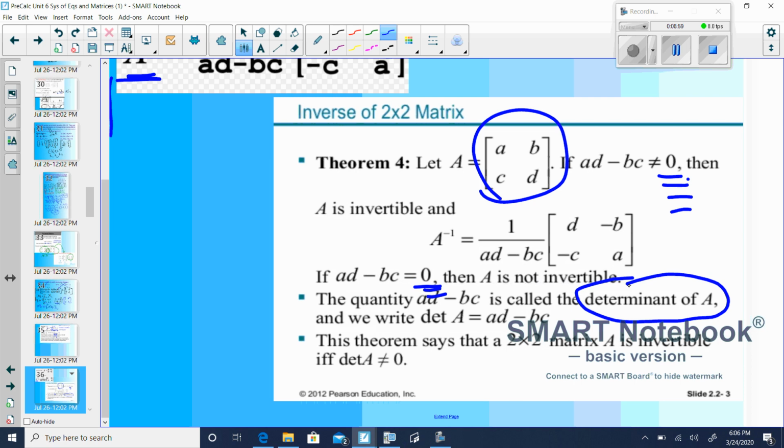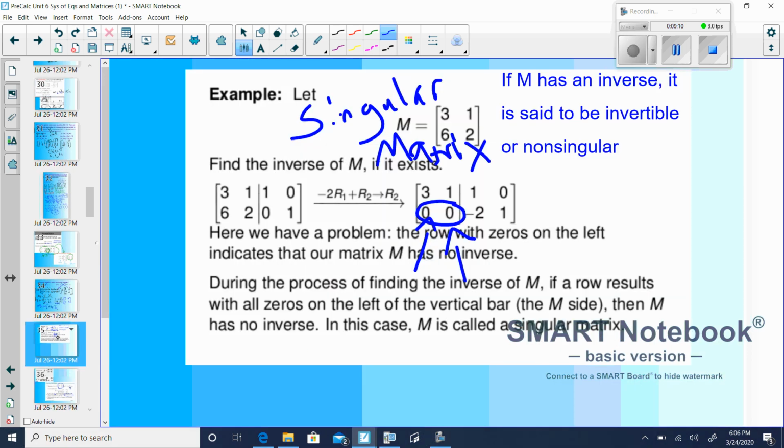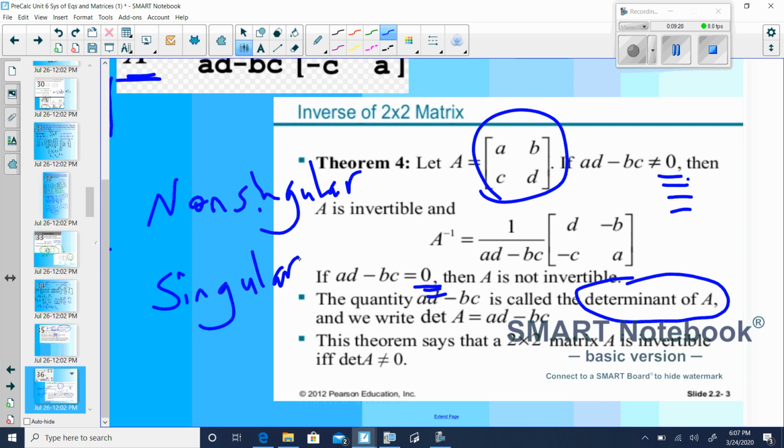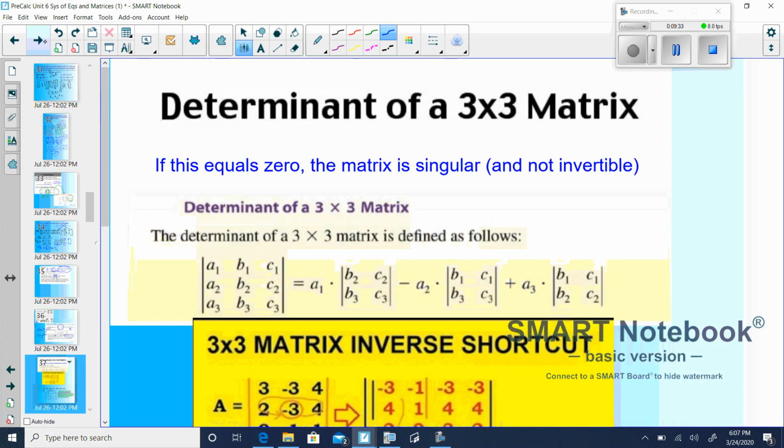All right, so this theorem, the inverse of the 2 by 2 matrix, tells us that if and only if the determinant is not equal to 0, then A is invertible. So it's invertible or non-singular. Right, so invertible, non-singular. If AD minus BC equals 0, then it's not invertible and it's singular. All right, then we move into how to calculate the determinant of a 3 by 3 matrix.